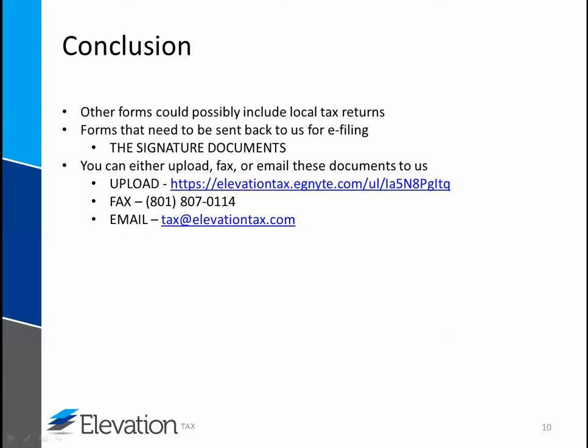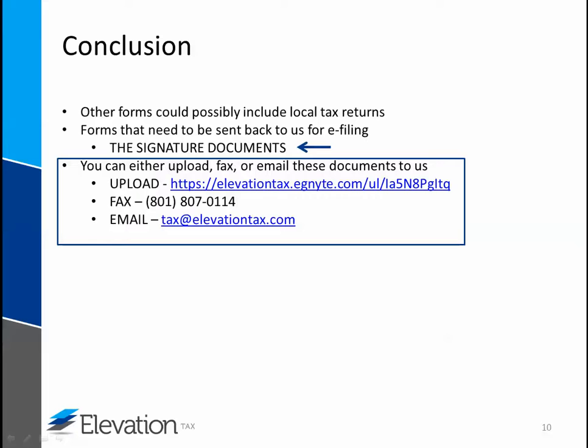If there are other forms that are part of your file that are not included in this video, those instructions will be located in the body of the email. These forms can possibly include local tax returns. Be sure to send us a copy of your signed signature documents, and you can send them via upload, email, or fax. If you do decide to upload your signature documents back to us, the same link that is listed here on this slide is also included in the instruction email, and all you'll need to do is click on that link within that email to take you to the website where you can upload the signature documents.